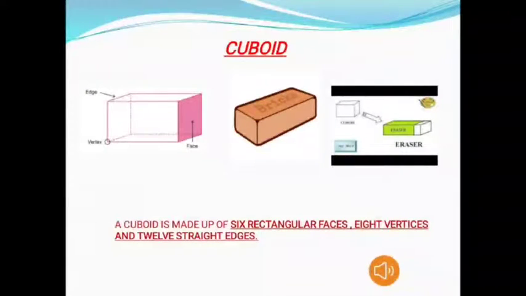Now another shape is the cuboid. A cuboid is made up of 6 rectangular faces, 8 vertices and 12 straight edges. So here are some examples of a cuboid, that is a brick and the eraser which you use in your daily life. So brick and eraser are both examples of a cuboid.